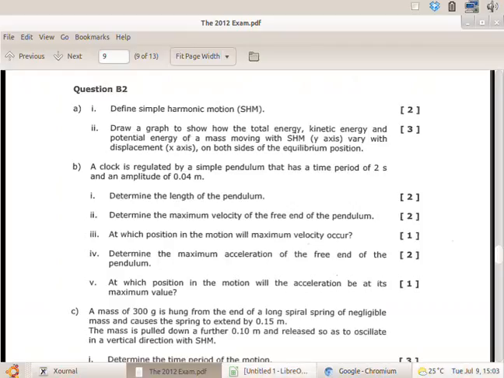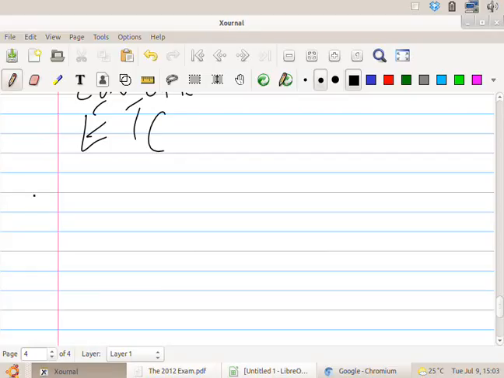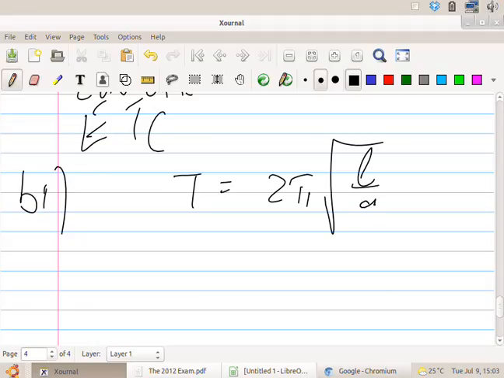Right. A clock is regulated by a simple pendulum that has a time period of 2 seconds and an amplitude of 4 centimeters. Determine the length of the pendulum. All right, not so bad. What's the formula here? T equals 2 pi root L over g.